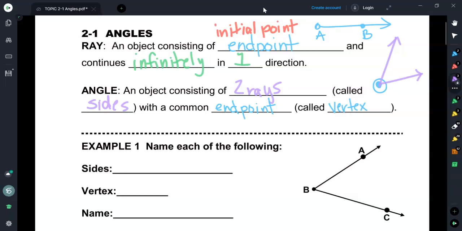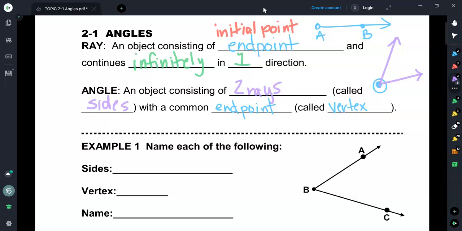So if you look down at the bottom of the page now, you've got example one: name each of the following. So let's name the sides. Well, the sides, again, we're naming rays. So let's recall what our symbols look like for a ray. And remember, your geometric symbols pretty much mirror the actual object. You're just making a miniature of each one.